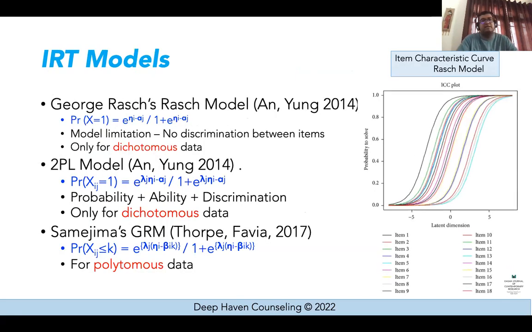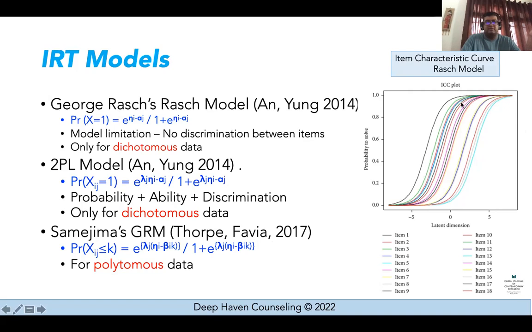Now, these are some of the IRT models. Now, this is the place that I even got confused because it's very difficult to read this statistical stuff. So I sought the help of a statistician to figure out how exactly that would work. So this is one of the earlier models, George Rasch's Rasch model. One of the limitations of this model is there is no discrimination between items. So this is the Rasch model.